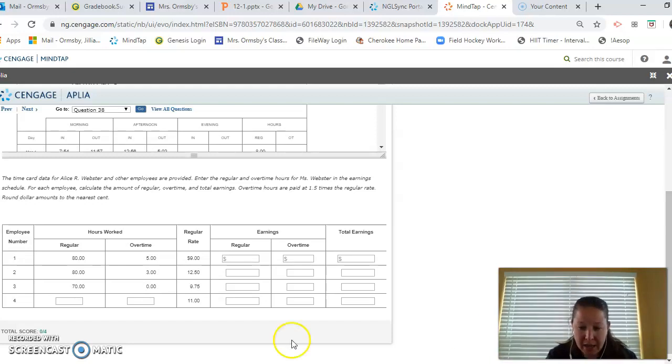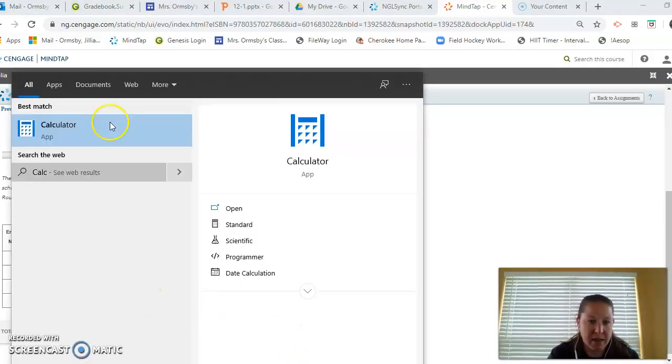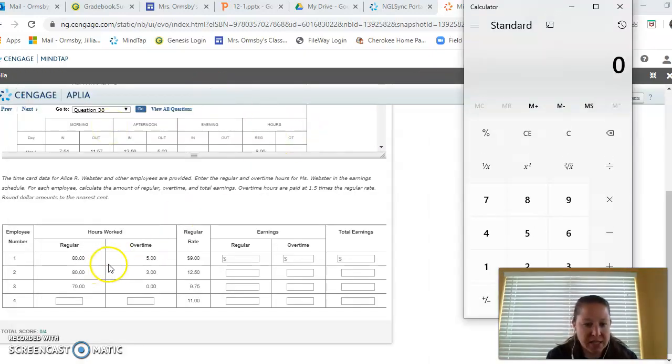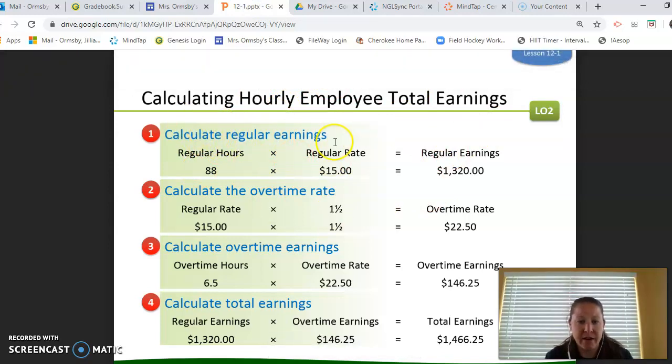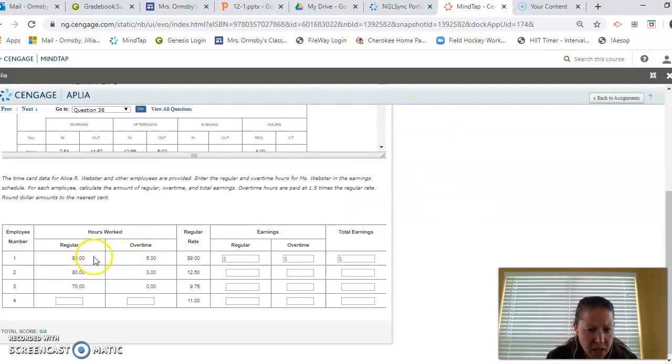So we're going to need our calculator. You can use your phone calculator. I like to use my calculator app on my screen, so whatever works easier for you guys. And this is where that PowerPoint, the last slide in the PowerPoint, comes into play. So it says calculate regular earnings. So you take the regular hours times the regular rate.